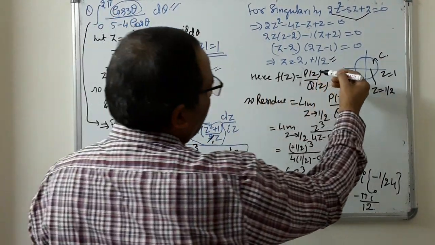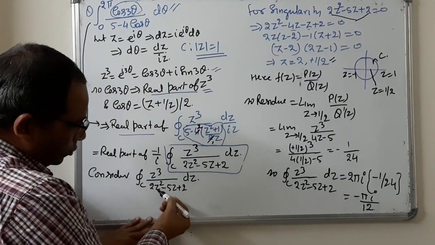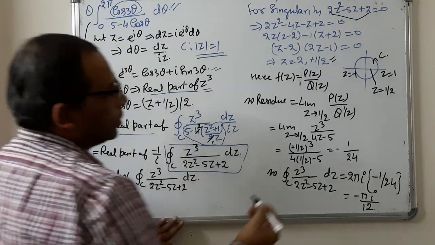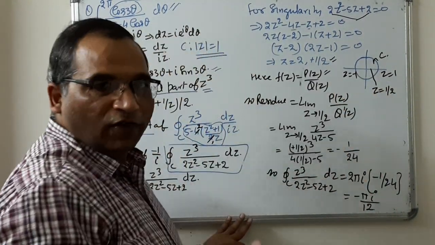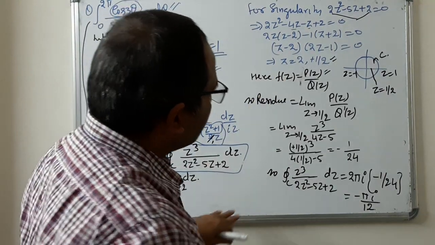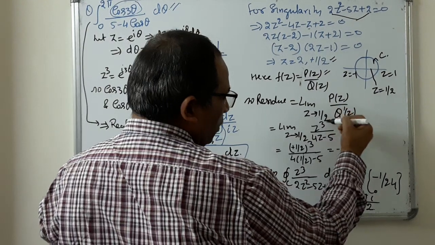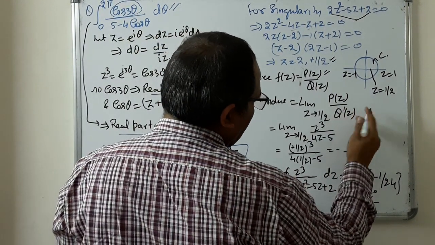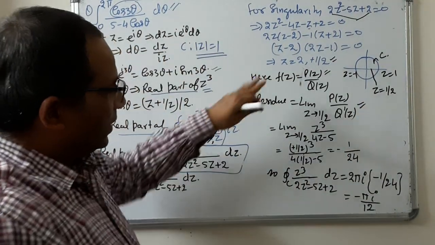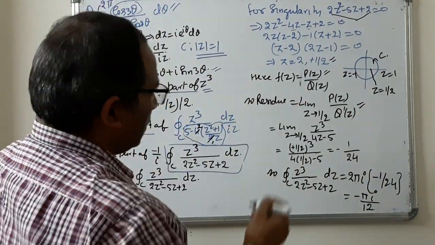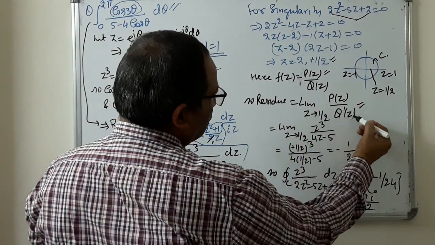Here f of z can be written as p(z) upon q(z), where p(z) is z cube and q(z) is 2z square minus 5z plus 2. And at z equal to 1 by 2, p(z) is not equal to 0. So we can apply this formula, and the residue for this is limit z tending to 1 by 2, that means the singularity, of p(z) upon q dash z. This is the formula. We already studied this formula earlier, right. So apply this formula, z tending to 1 by 2, z cube upon q dash z.